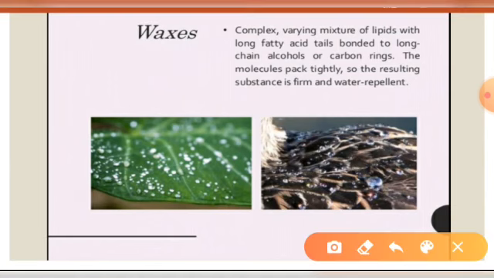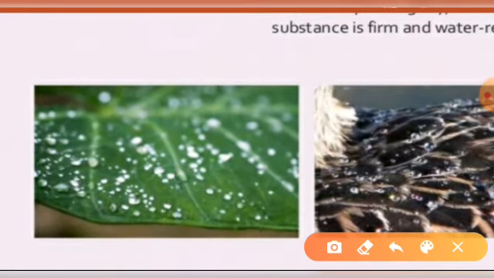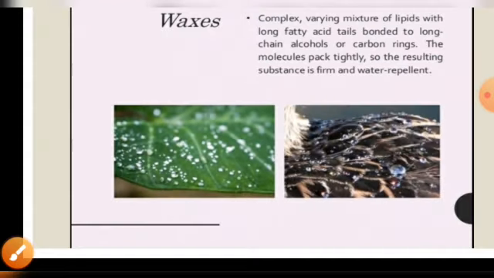So waxes form a coating over the surface of the leaves, and therefore the leaves are unwettable. They don't gain weight when they are submerged in water. They are unwettable, and due to the presence of this waxy coating on the surface of the leaf, the process of transpiration is lowered in plants.